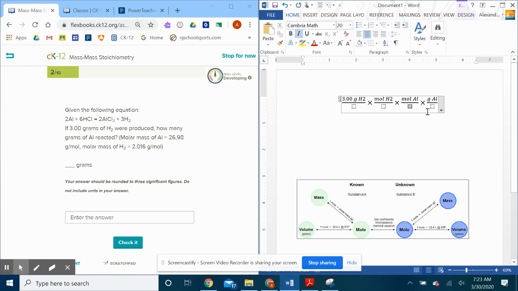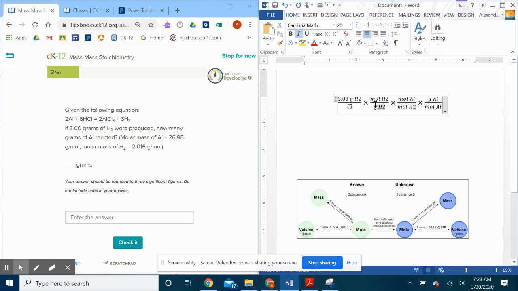Remember, now we've got to figure out what's going on the bottom of each fraction. All we have to do is take a look to see what's on the top left, and that's what's going to go immediately on the bottom right. So grams of H2 will go down here. Since moles of H2 is up there, moles of H2 will go down there. And since moles of aluminum was on the top left here, moles of aluminum will go on the bottom right there. Now we have to go figure out our numbers. Take it a fraction at a time.